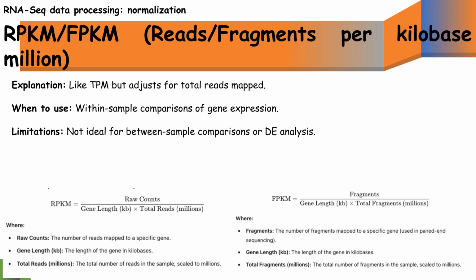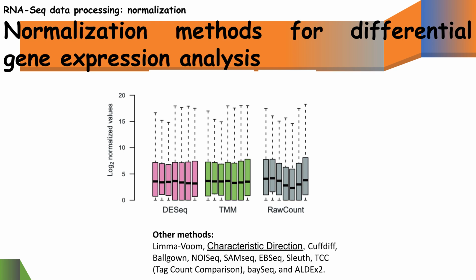RPKM/FPKM, or reads/fragments per kilobase million, is similar to TPM but adjusts for the total mapped reads. It is primarily useful for within-sample comparisons, but not ideal for between-sample comparisons or differential expression analysis. This video focuses on normalization methods for differential gene expression analysis. Other methods include limma-voom, CuffDiff, and ALDEx2.